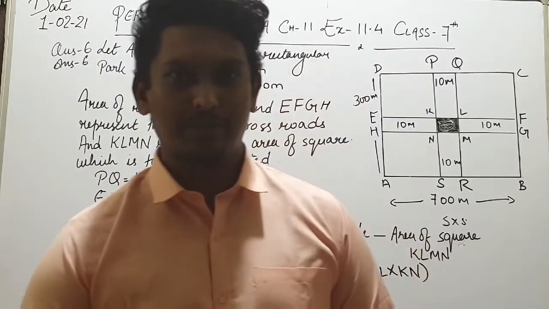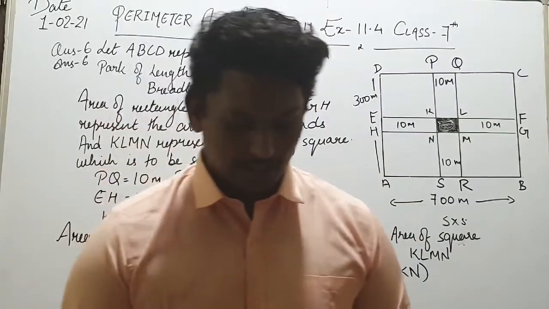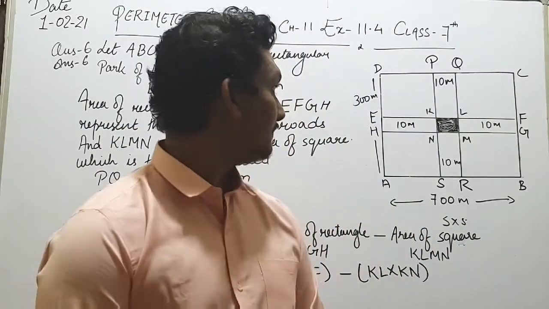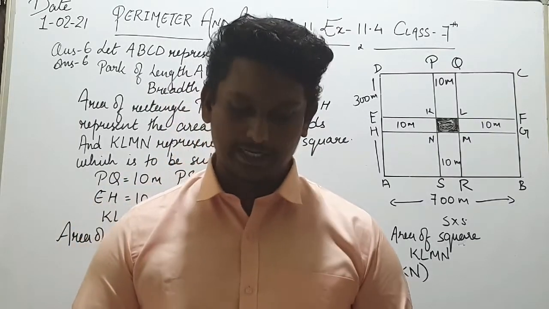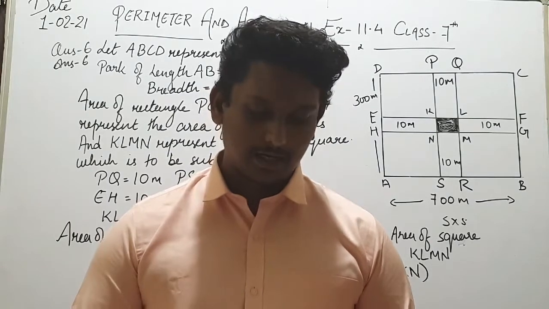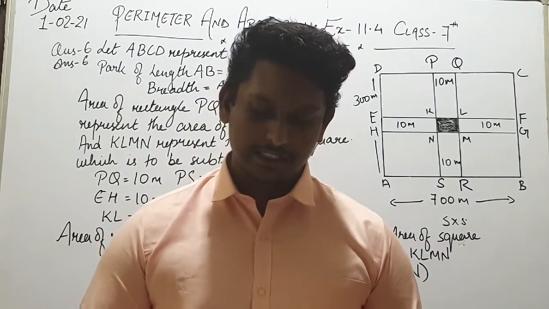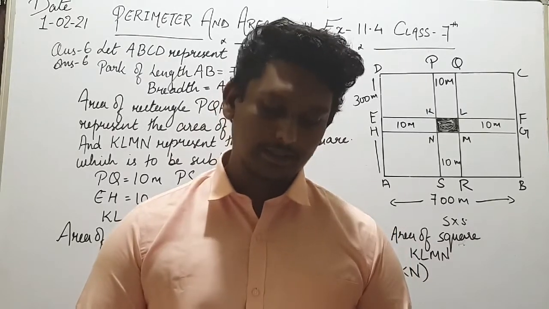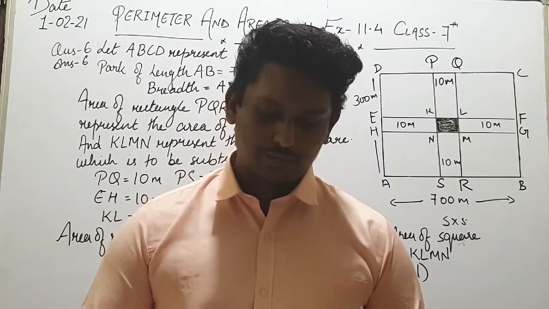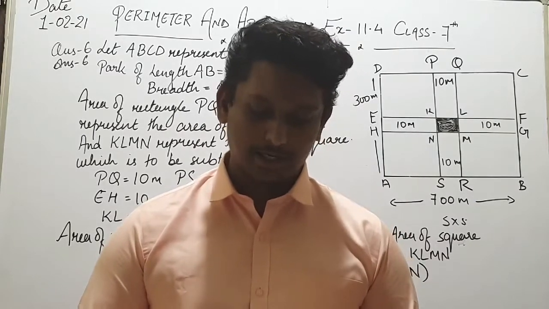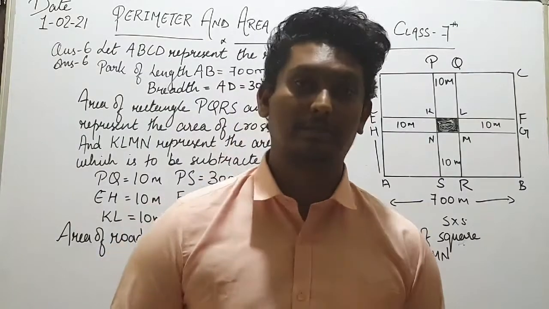Okay, now come to question number 6. I'm just reading the question. The figure I have already made here. The question is: two crossroads, each of width 10 meter, cut at right angles through the center of a rectangular park of length 700 meter and breadth 300 meter, parallel to its sides. Find the area of the roads. Also find the area of the park excluding the crossroads. Give the answer in hectares.